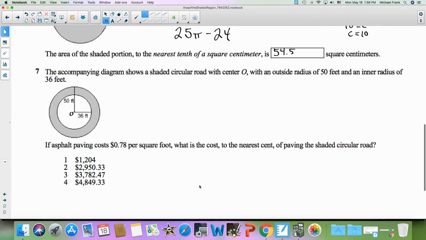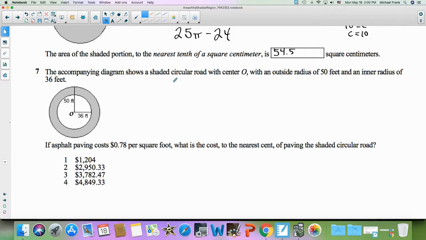Here is a case where we have another application problem with two circles. Interesting. So they're basically saying that there's a circular road, right? So they'd really just want us to find out the area of that shaded region. And they give us the inner and outer radius, the radii, right? And they tell us that once we know that area, we could calculate the cost of paving this circular road, which will be about 78 cents for every square foot. So how much is it going to cost us?